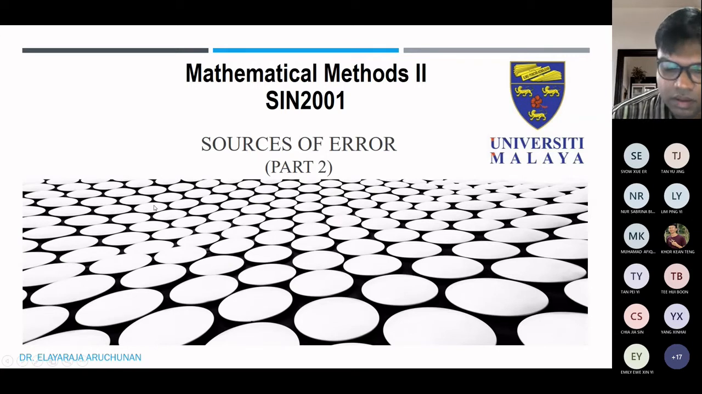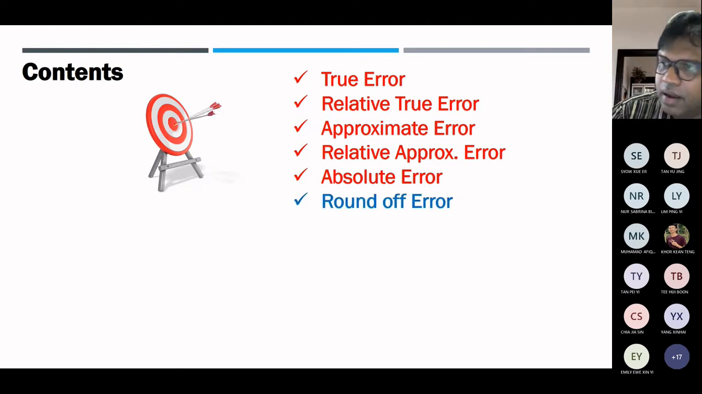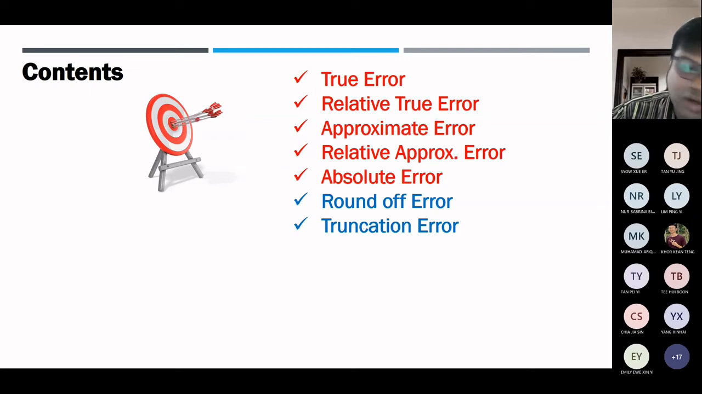As we continue the second part of the sources of error, the 5 types of error we already discussed last week, and we're going to continue with that today with the roundup of error. We're going to discuss the truncation error.